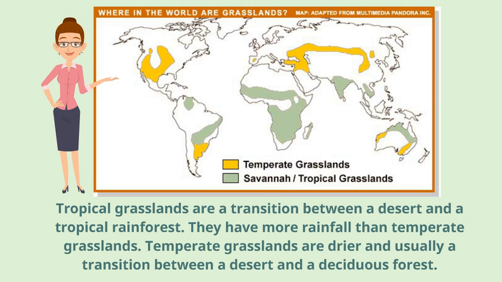Tropical grasslands are a transition between a desert and a tropical rainforest. They have more rainfall than temperate grasslands. Temperate grasslands are drier and usually a transition between a desert and a deciduous forest.